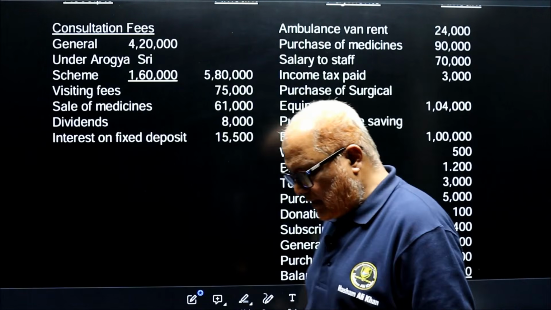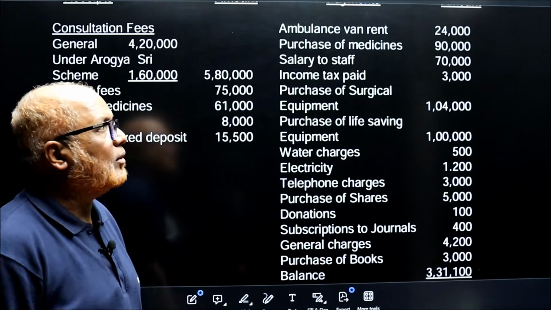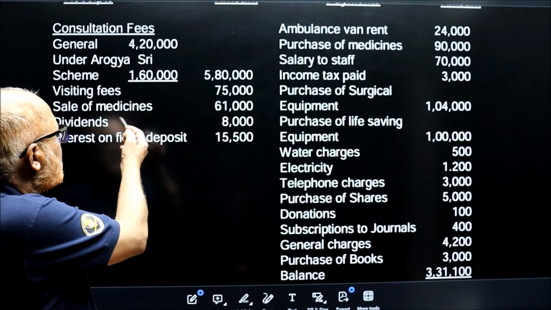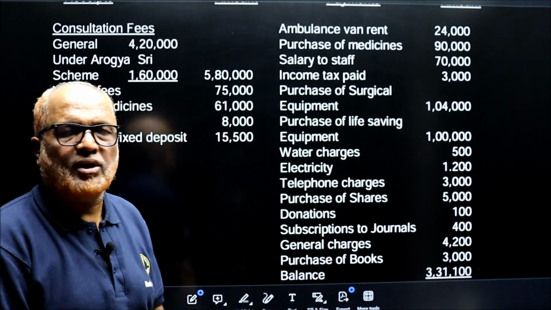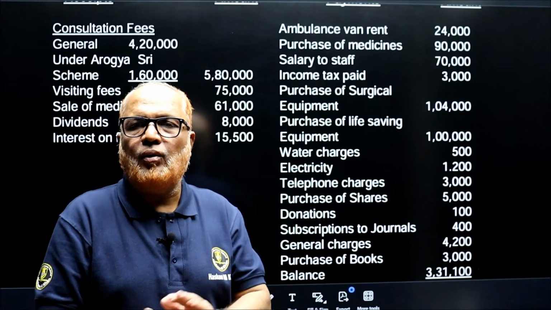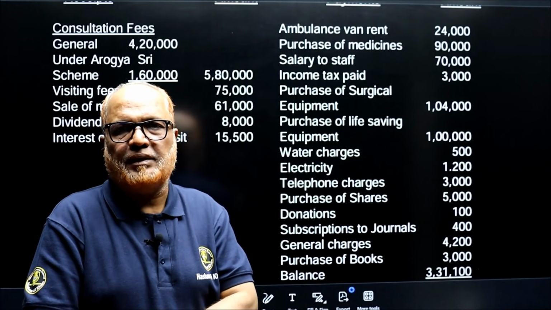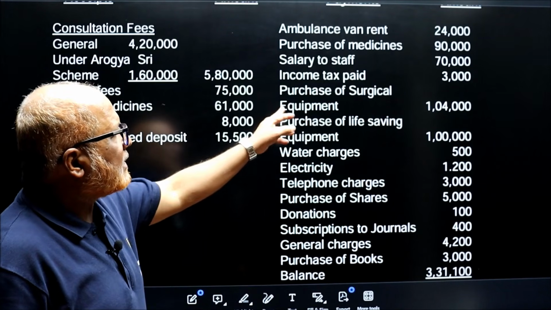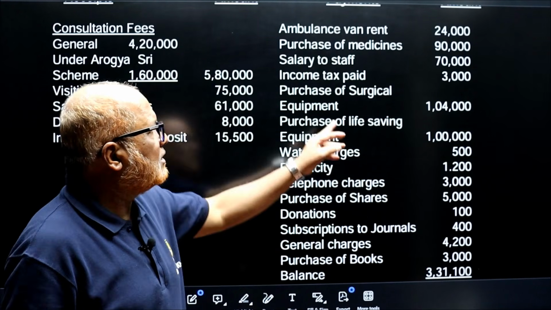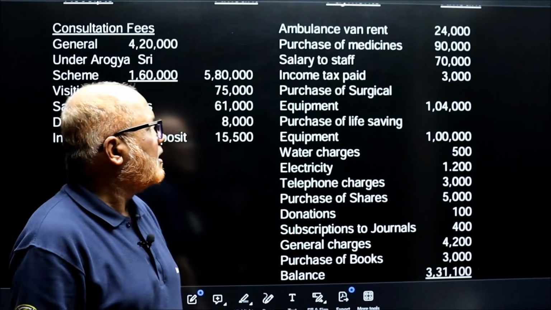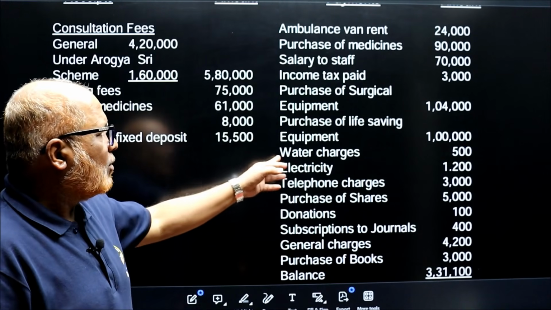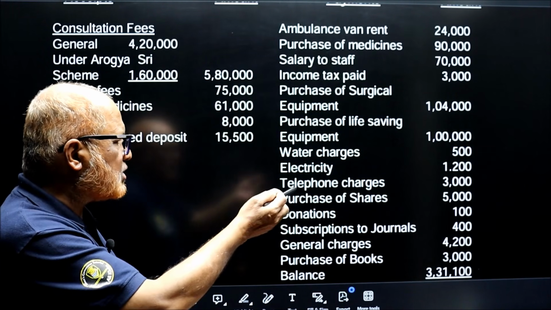Now ambulance van expenses are a professional expenditure, allowed. Then purchase of medicine is also a professional expenditure, because sale of medicine is an income, so purchase of medicine is an allowed expenditure. Salary to staff allowed. Income tax paid is not allowed as a professional expense; it's a personal expense. Purchase of surgical equipment is a capital expenditure, but depreciation on this surgical equipment will be allowed. Purchase of life-saving equipment is also an asset, so depreciation will be allowed. Water charges allowed, electricity allowed, telephone charges allowed.